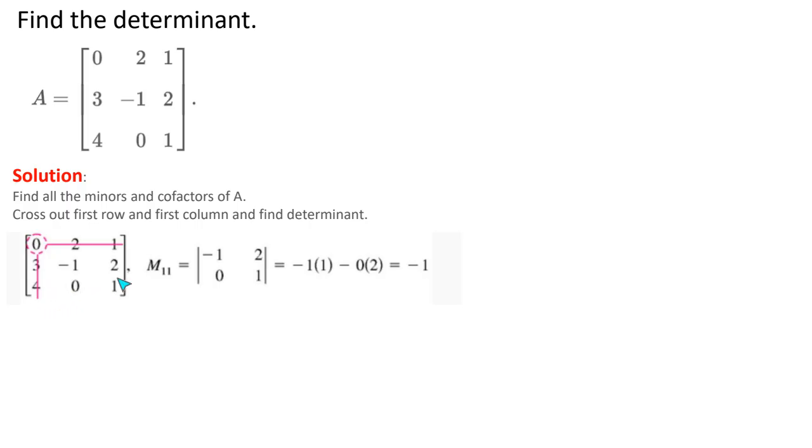If you notice, after I crossed out, I'm left with a 2 by 2. I can take that piece and I'm going to have -1, 2, 0, and 1. This one here would be my first minor. These two numbers represent the row and column. Since we crossed out the first row and the first column, we're calling this M11 so that we can keep track of what we're doing. So -1 times 1 is -1, and 2 times 0 is 0. My answer here is -1.